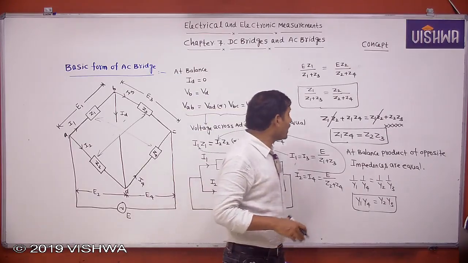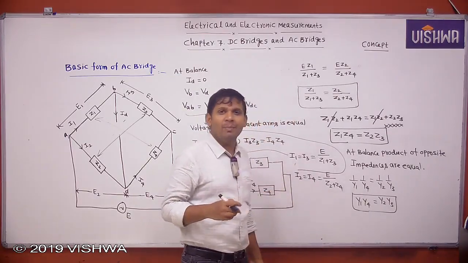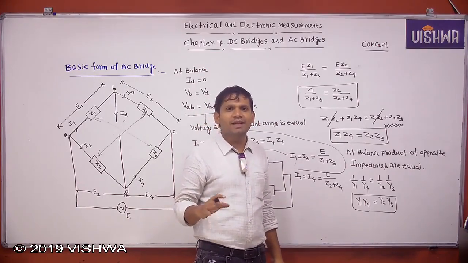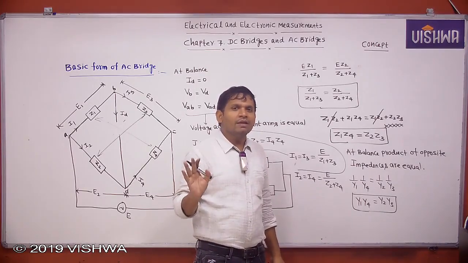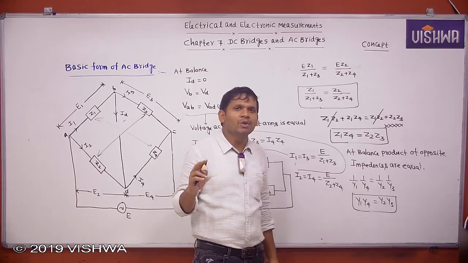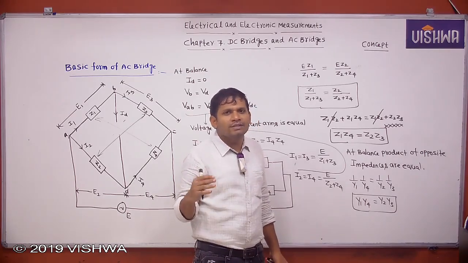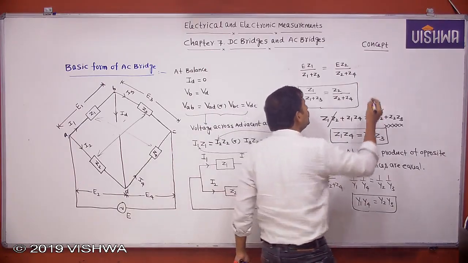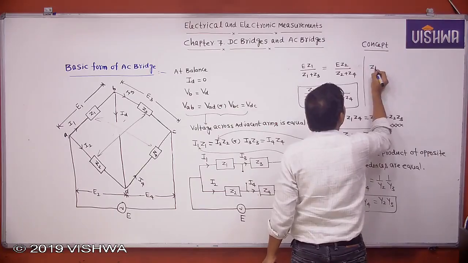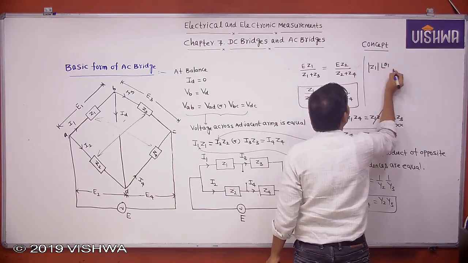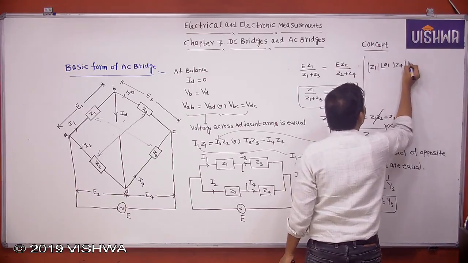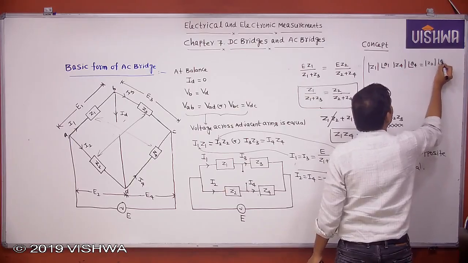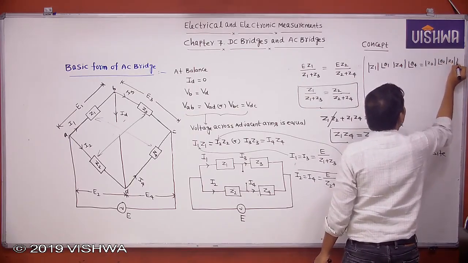But you know that impedance is a complex term, like 2 plus j2 ohms, 3 minus j3 ohms. Any complex term can be represented in two coordinates: rectangular coordinates and polar coordinates. Now I am writing this impedance in polar coordinates. How to write it? You tell me. Modulus of Z1 at angle theta 1, modulus of Z4 at angle theta 4 is equal to modulus of Z2 at angle theta 2 into modulus of Z3 at angle theta 3.